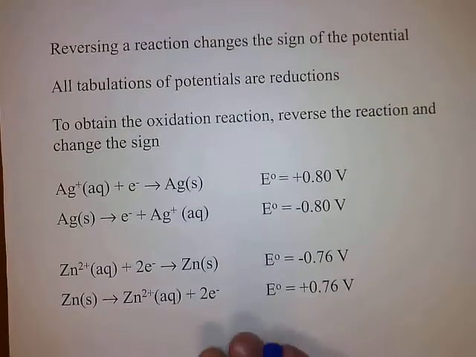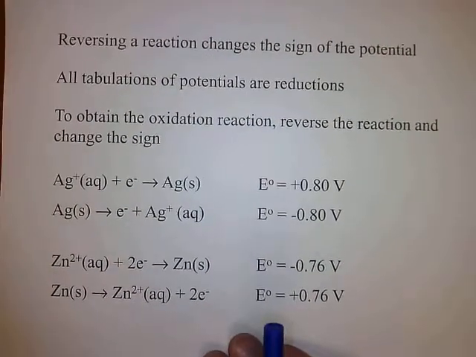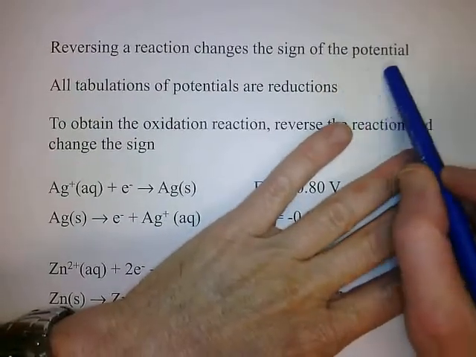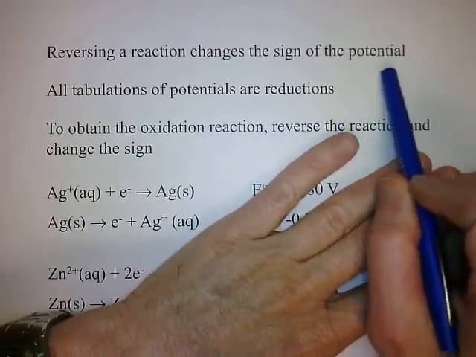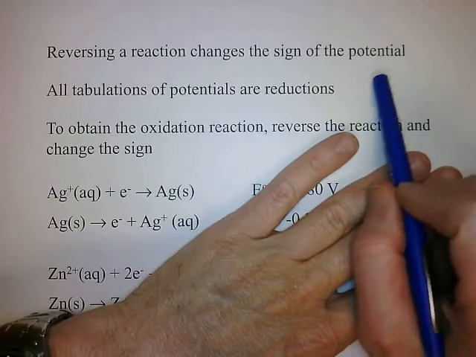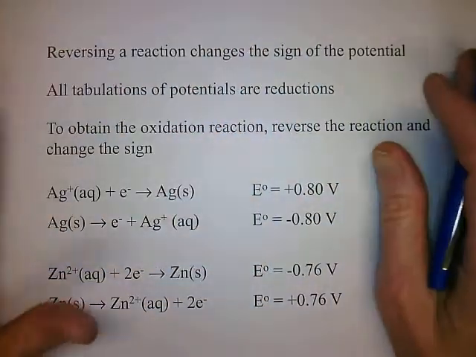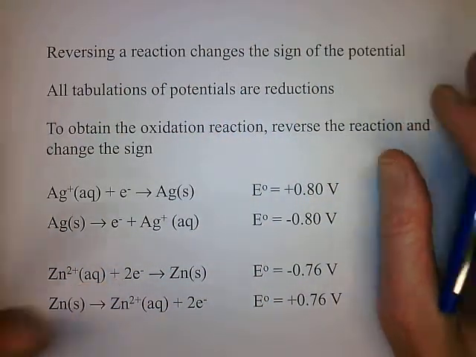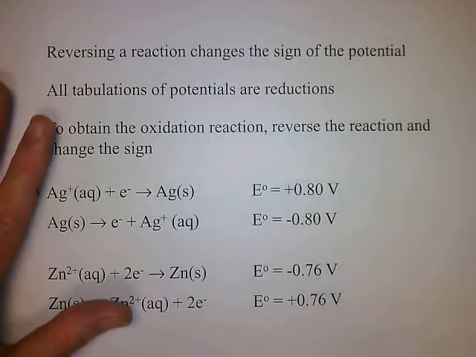Now, reversing a reaction changes the sign of the potential. This is not a new idea. This is something that we've seen over and over again in chemistry, that often reactions are reversible, and when you reverse the reaction, you change the sign.